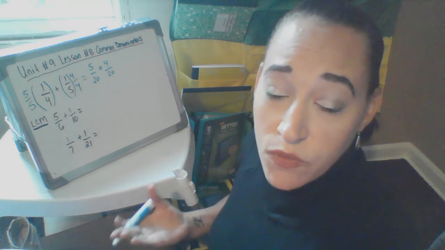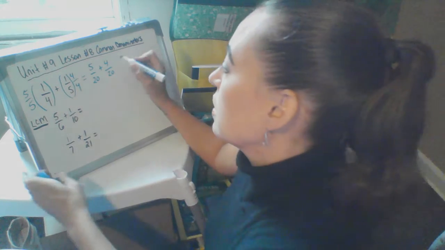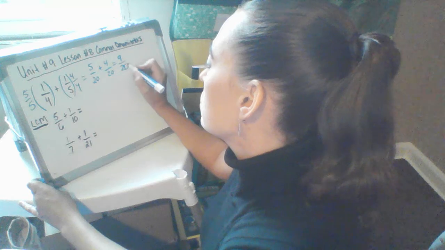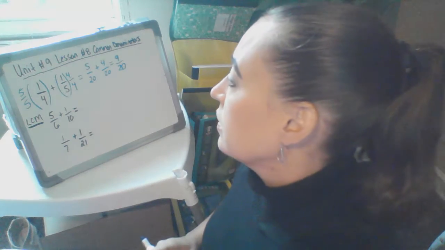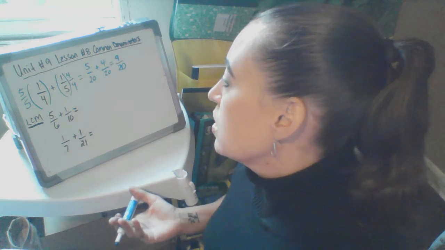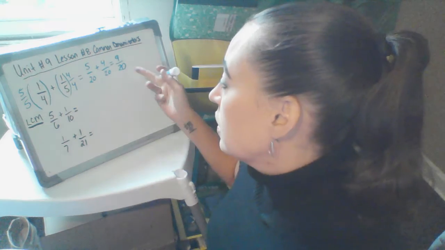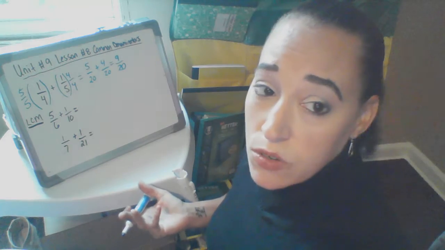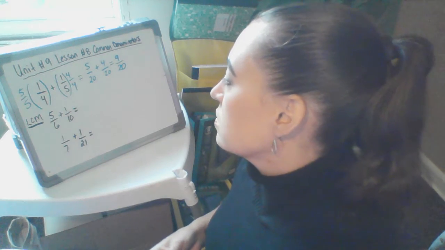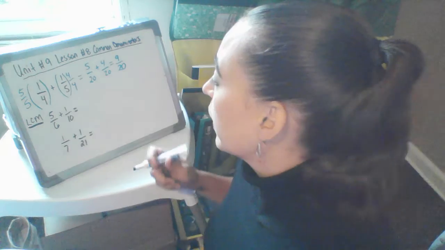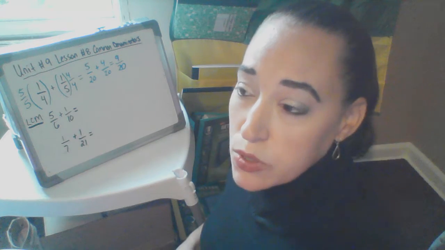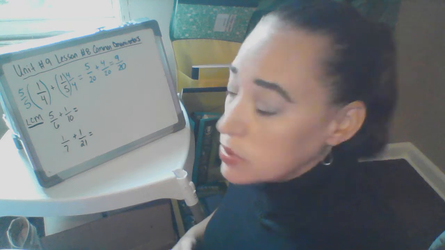Okay, so now you have 5 over 20 plus 4 over 20, and that equals 9 over 20. Okay, and that's in the most simplified form because 9 is only divisible by 9 and 3, and 9 doesn't go into 20 evenly. 3 doesn't go into 20 evenly. So that's it. Okay. Now use the second method that your book talks about, finding the least common multiple.